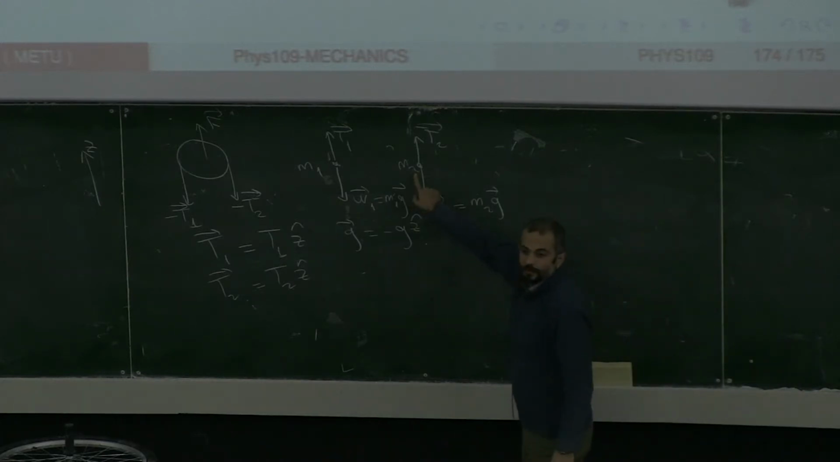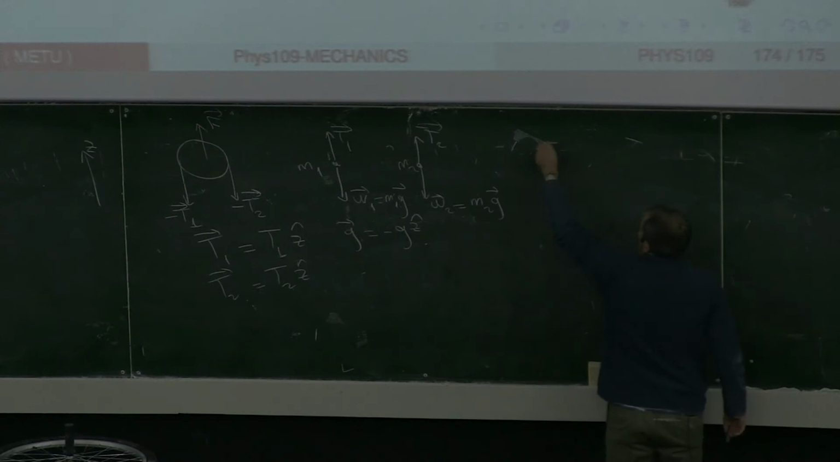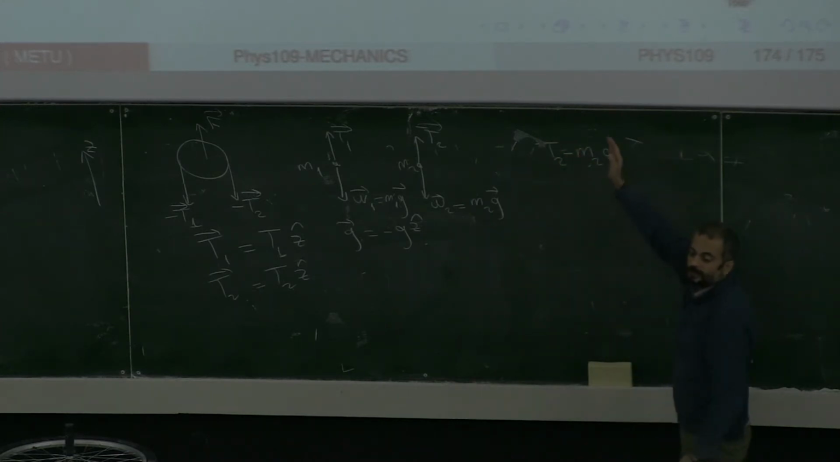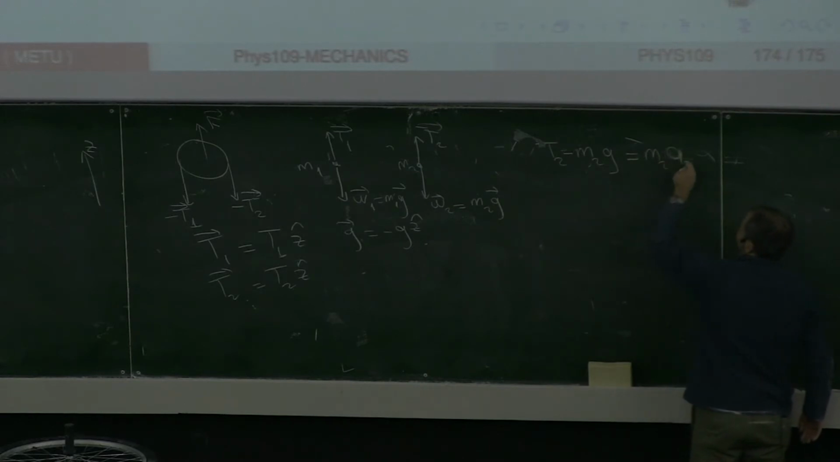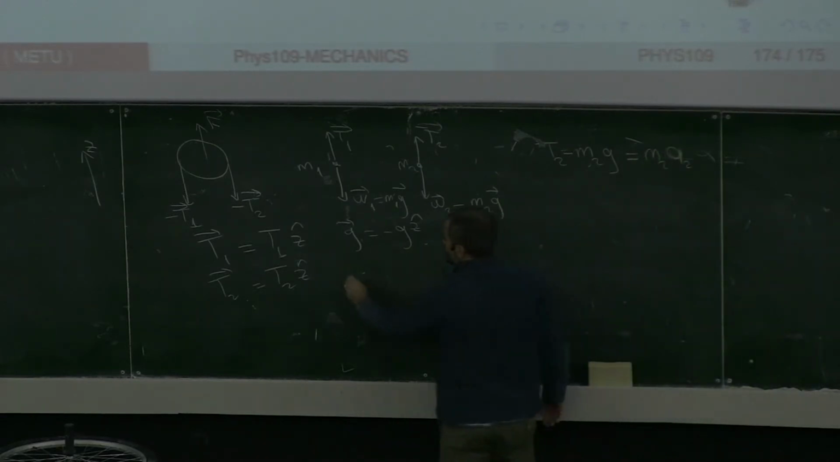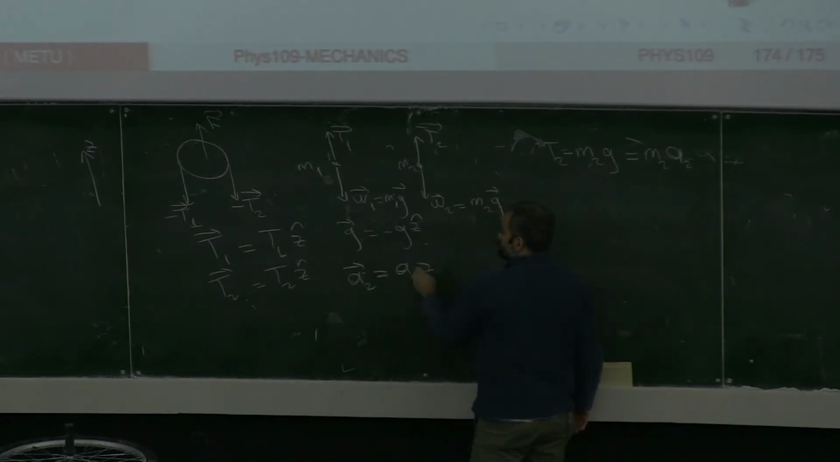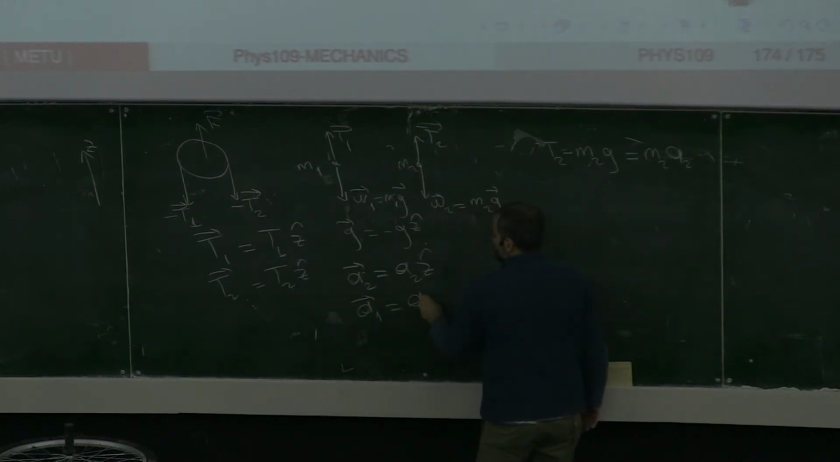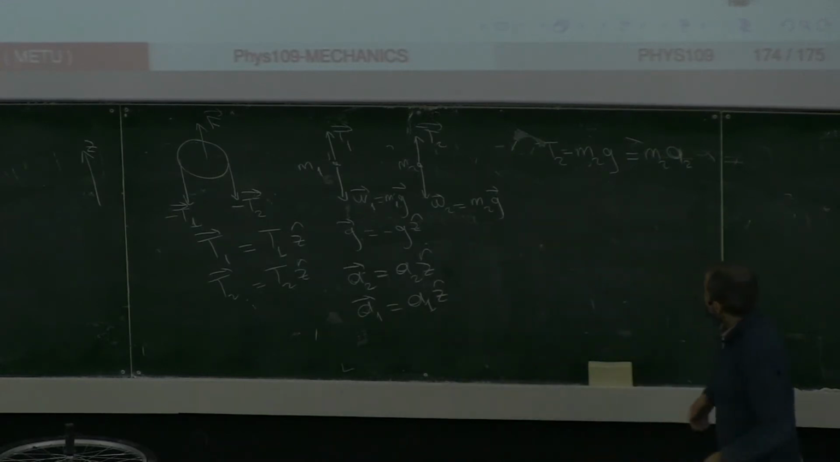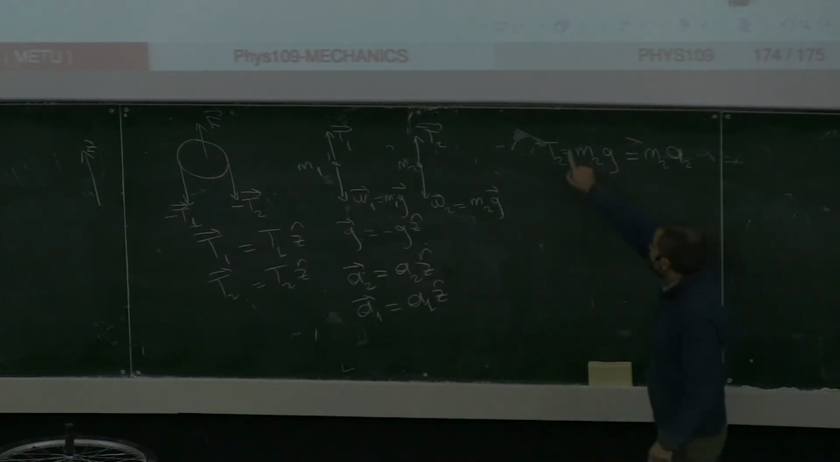So for the mass M2, I have T2 minus M2G. This is the component of the net force along the z direction. This should be equal to M2 times A2. The accelerations I also define as the acceleration vector of the second mass is A2 in the z hat direction, and the acceleration of the first mass is A1 in the z hat direction. Okay, this is one relation I have.